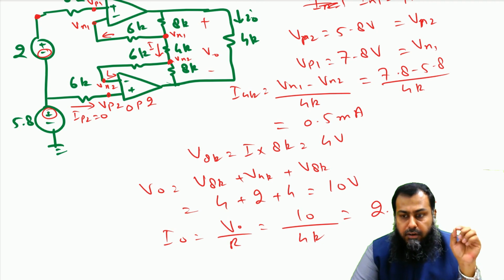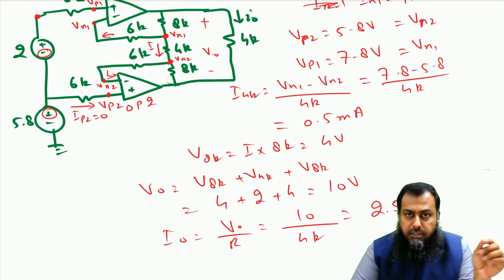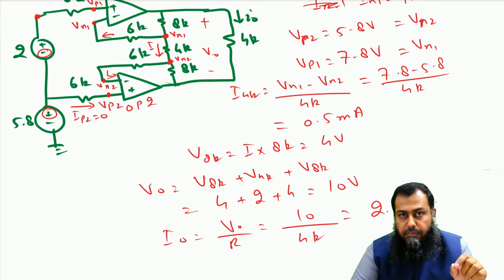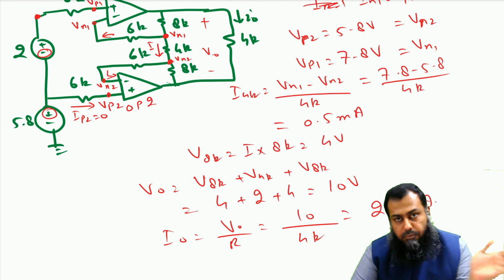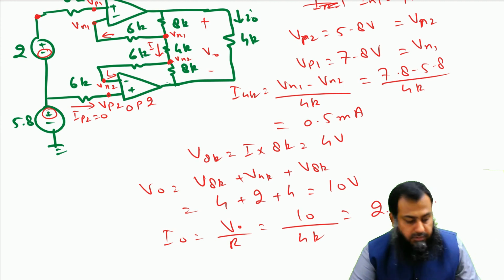And also, never try to solve a circuit by applying Kirchhoff's current law at the output terminal of the operational amplifier. Most of the circuits are solved wrong that way. So start with the input side and then proceed to the output side to solve a given circuit.